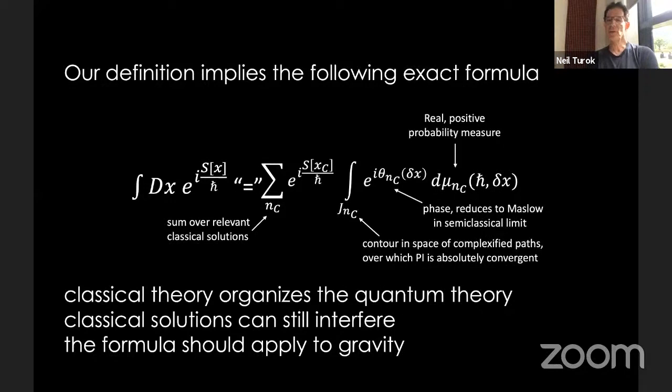It tells you that the classical theory actually organizes the quantum theory in a very definite way. But note that in this formula, the classical solutions can still interfere. Generically, there's no such thing as a single classical solution. And in the examples I'll show you, there will be an infinite number of relevant classical solutions. And then the hope is that this formula should apply to gravity. There seems to be no reason why we can't do the same for Einstein's theory of gravity.